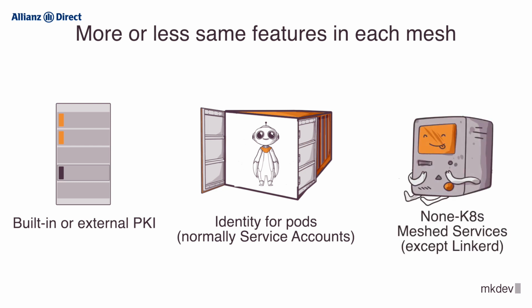It's worth mentioning that Linkerd works only with Kubernetes, while Istio, Kuma and Consul Connect can be used on any infrastructure.